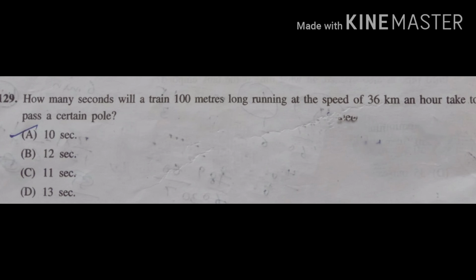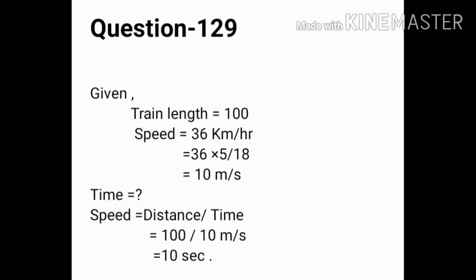Move to the 29th question. How many seconds will a train 100 meters long, running at the speed of 36 km an hour, take to pass a certain pole? Option A is 10 seconds, 12 seconds, 11 seconds and 13 seconds. So the given train length is 100 meters, speed is 36 km per hour. Convert 36 km per hour into meter per second. So multiply it by 5 by 18. You will get 10 meters per second.